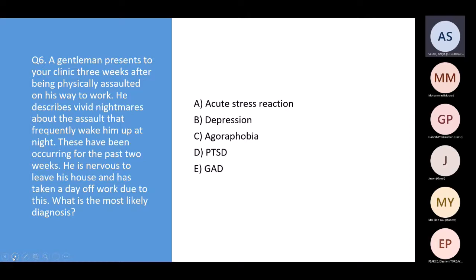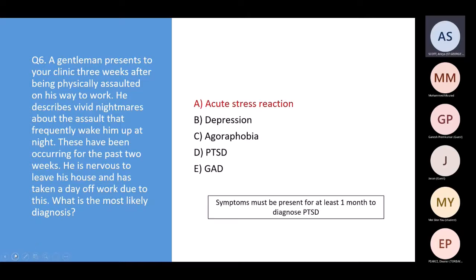Give it 5 more, 10 more seconds. All right, so we've got a bit of a split between C and D. The answer is actually A.